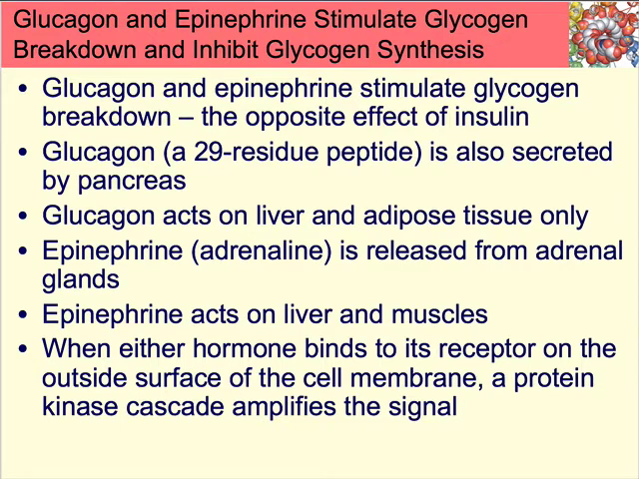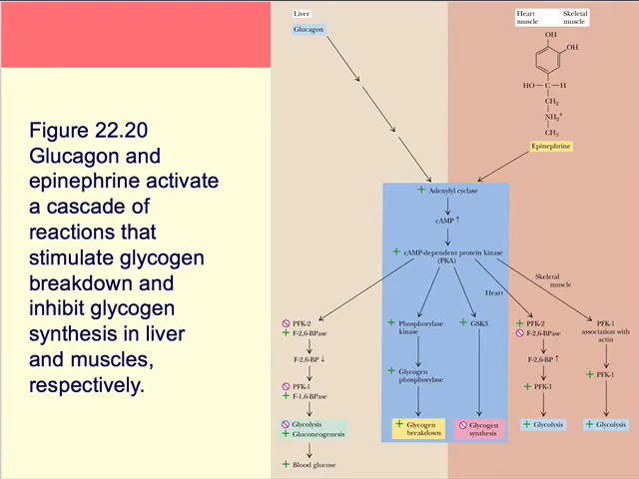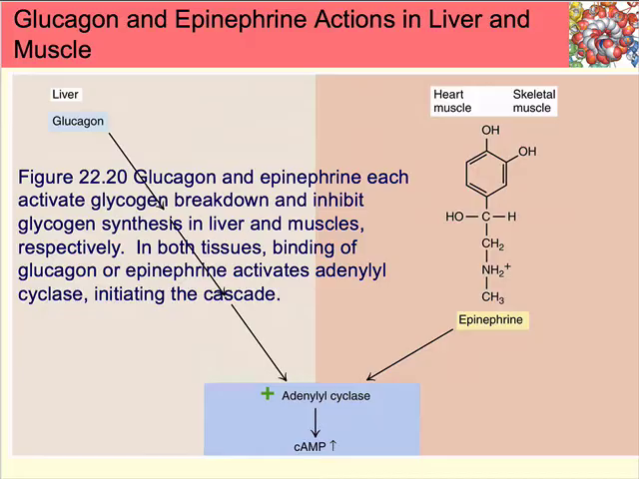When either of these hormones binds to its receptor on the outside surface of the cell membrane, a protein kinase cascade amplifies the signal, as we've already seen. This slide shows the actions of glucagon and epinephrine activating a cascade of reactions that stimulate glycogen breakdown and inhibit glycogen synthesis in the liver and muscles, respectively. Here's a close-up of some of that.